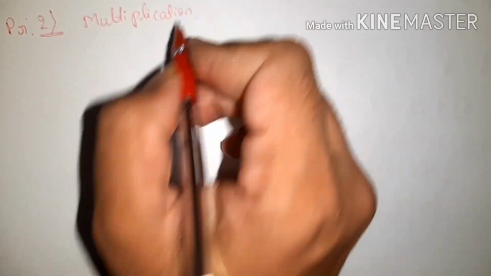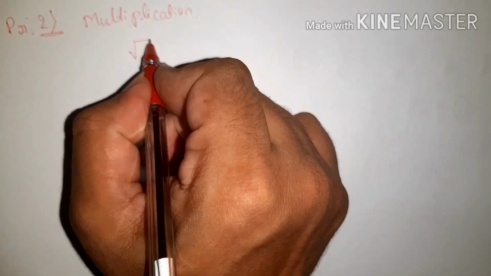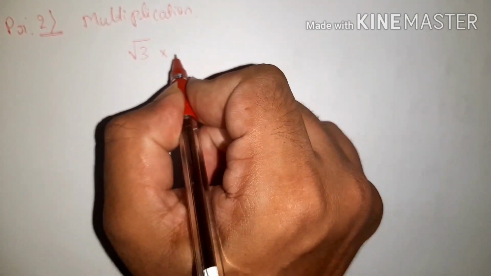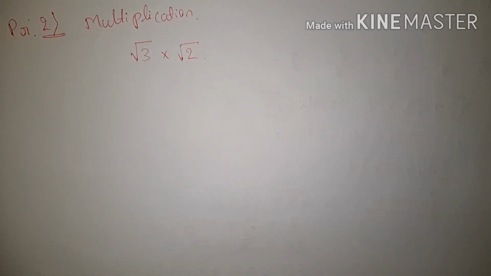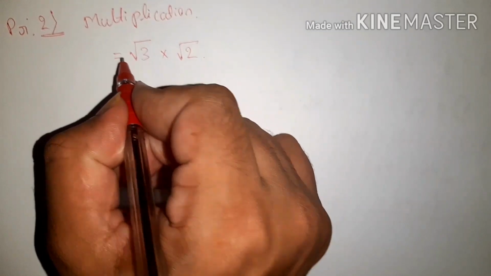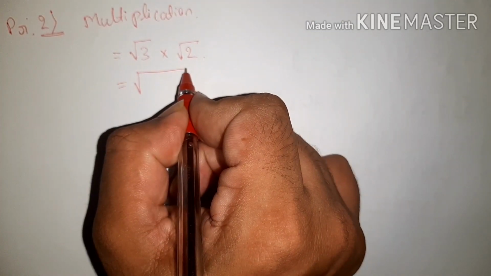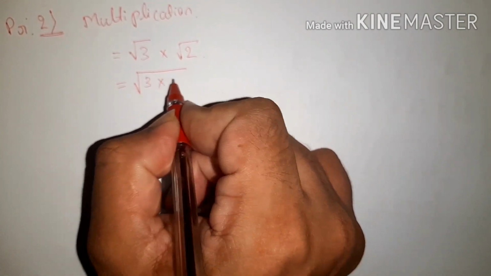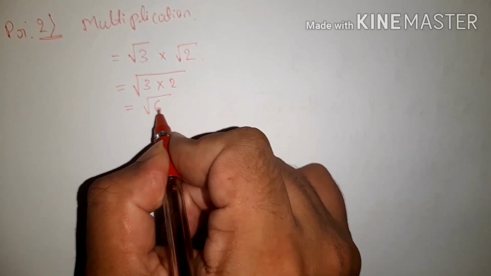Now, if we have the value square root of 3 into square root of 2, what can be done? Simple, I should make one common square root. I should write 3, I should write 2. Multiply 3 and 2, and what is this? Square root of 6.